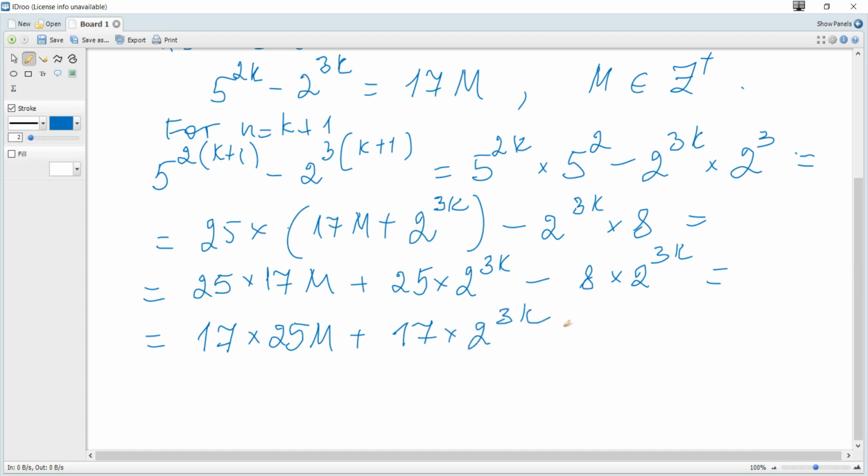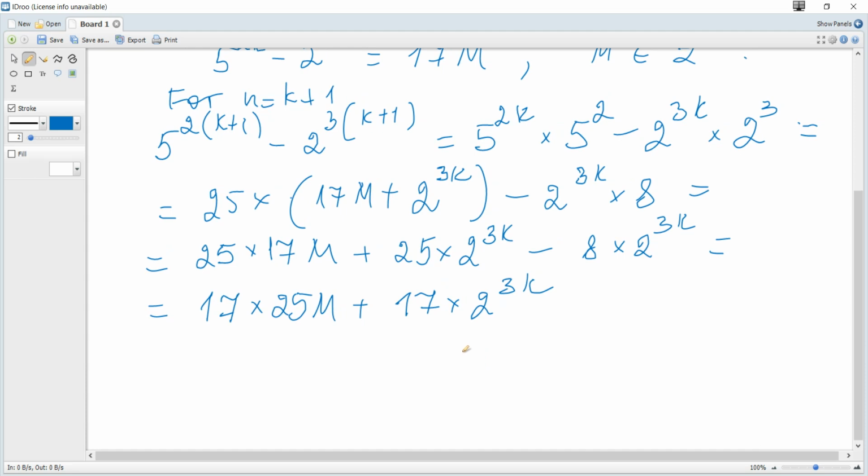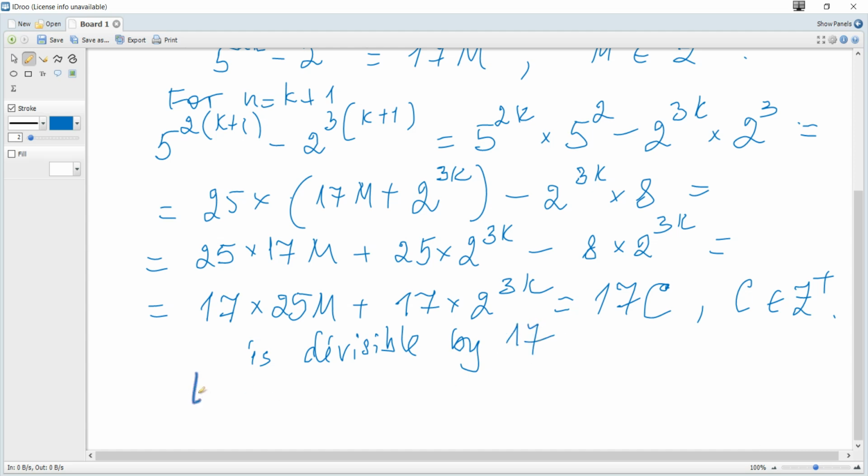And you should write, since each term is divisible by 17, this expression is divisible by 17, or we can rewrite as 17 multiplied by, for example, c, where c is positive integer, and definitely is divisible by 17, so true for n is k plus 1.